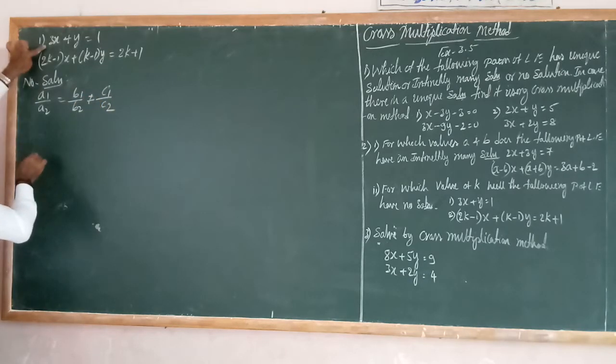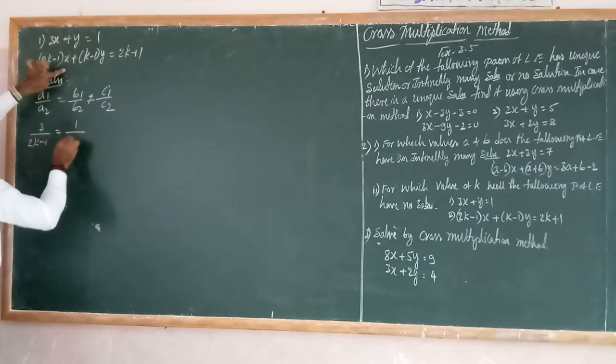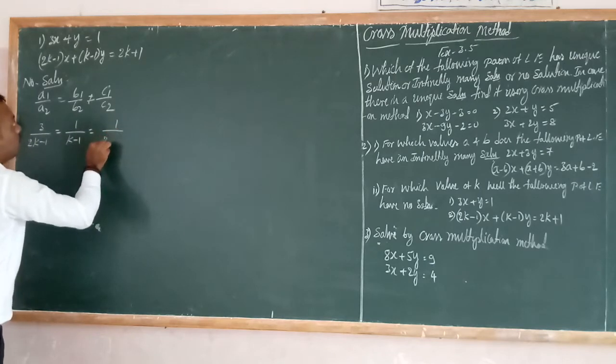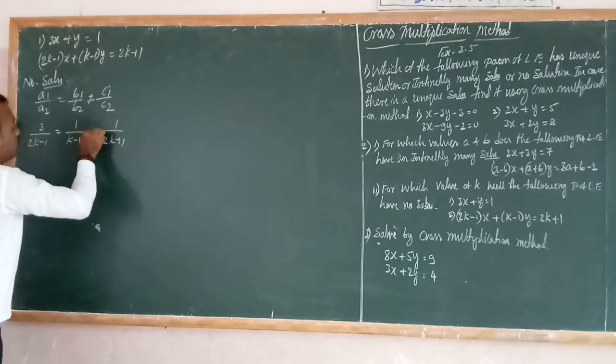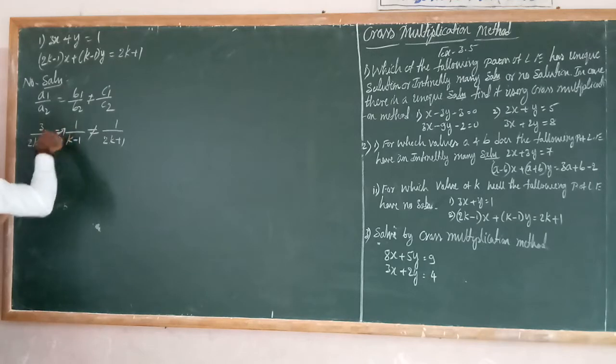So first you have to substitute the value of A1 means 3, A2 means 2k minus 1. It is equal to B1 means 1, B2 means k minus 1. Is not equal to C1 means 1, C2 means 2k plus 1. So first you have to consider these two terms. Okay. So you have to cross multiply that.